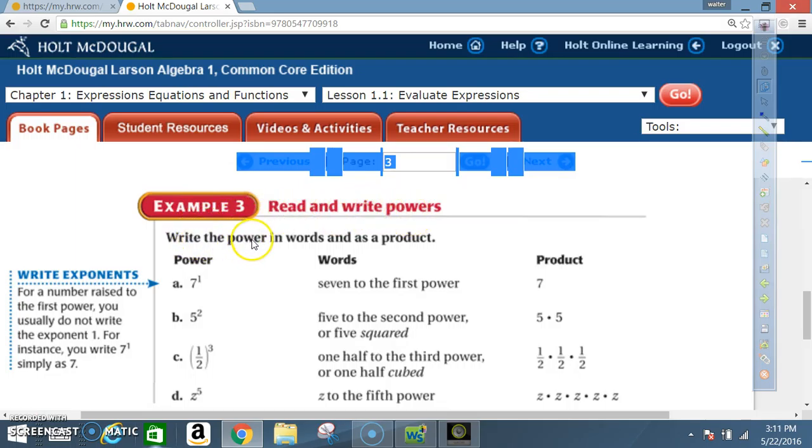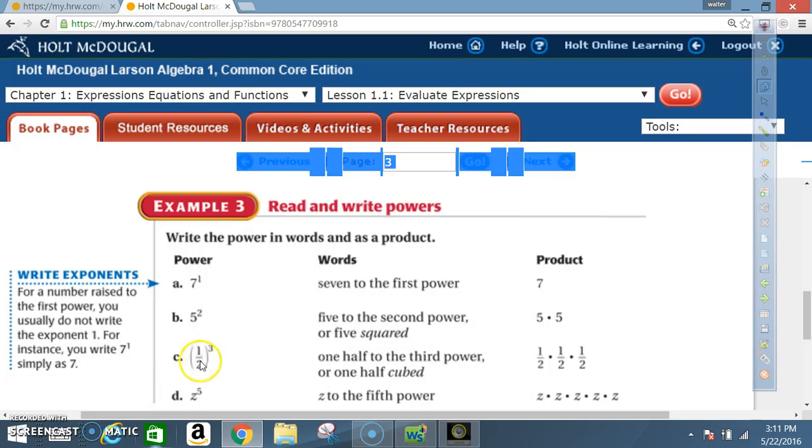Write the power in words and as a product. A, power: 7 to the 1st. Words: 7 to the 1st power. Product: 7. B, 5 squared, or 5 to the 2nd power. The words for that should be 5 to the 2nd power or 5 squared. Product is 5 times 5.